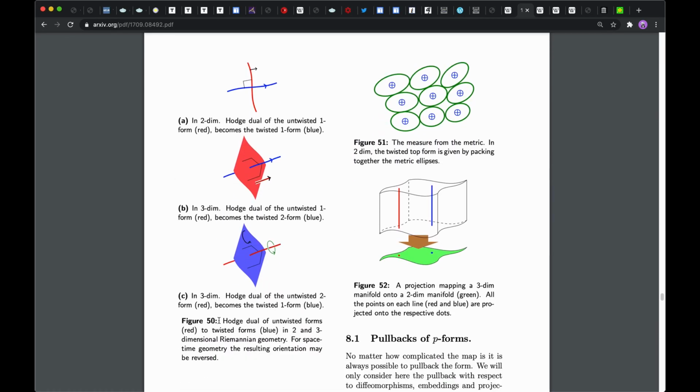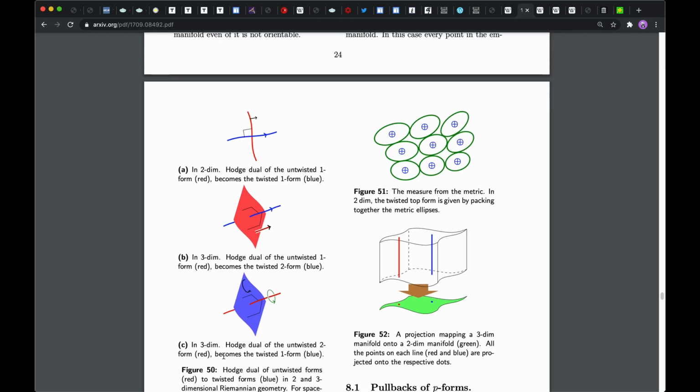Figure 50 here demonstrates the notion of the Hodge dual of the untwisted forms, red, to the twisted forms, blue, in 2- and 3-dimensional Riemannian geometry. And for space-time geometry the resulting orientation may be reversed because the metric signatures are different, and therefore the Levi-Civita or volume element will have a different form there.